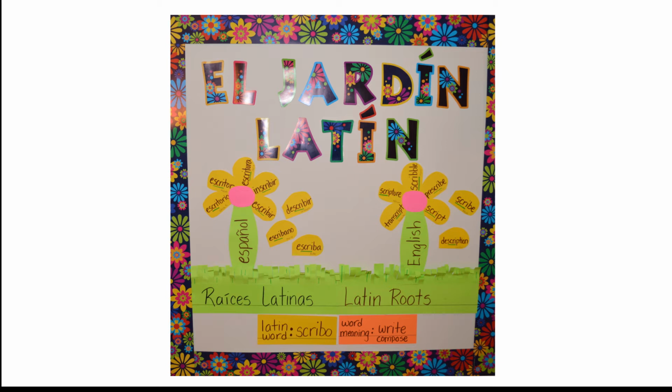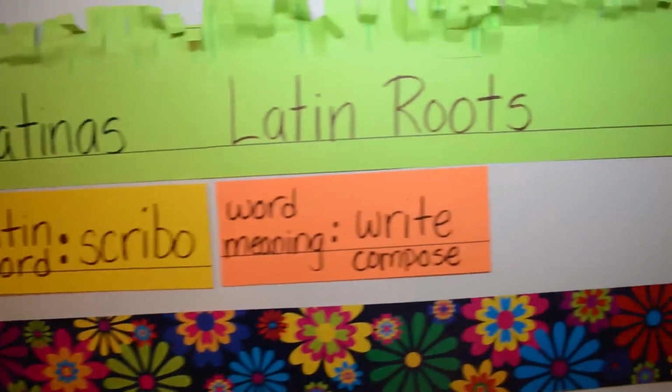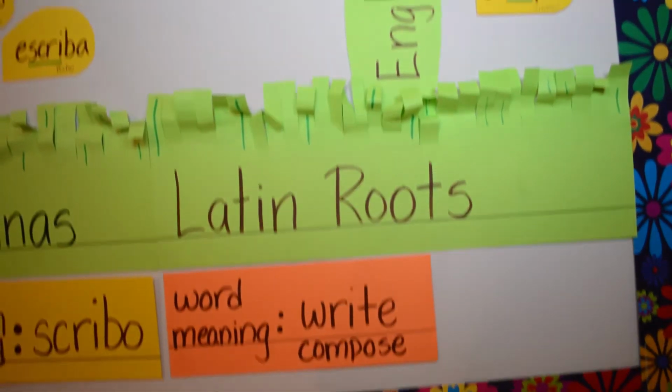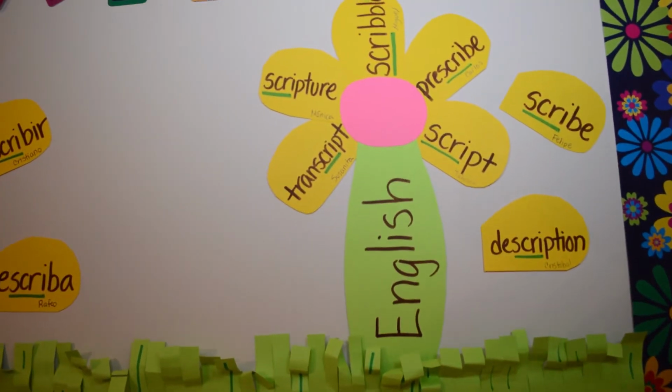Above the grass, plant at least 2 flowers, with English written on one stem and Español written on the other. You and your students will then collectively add to each language flower different words that relate to the word escribir for Español and to write in Inglés.